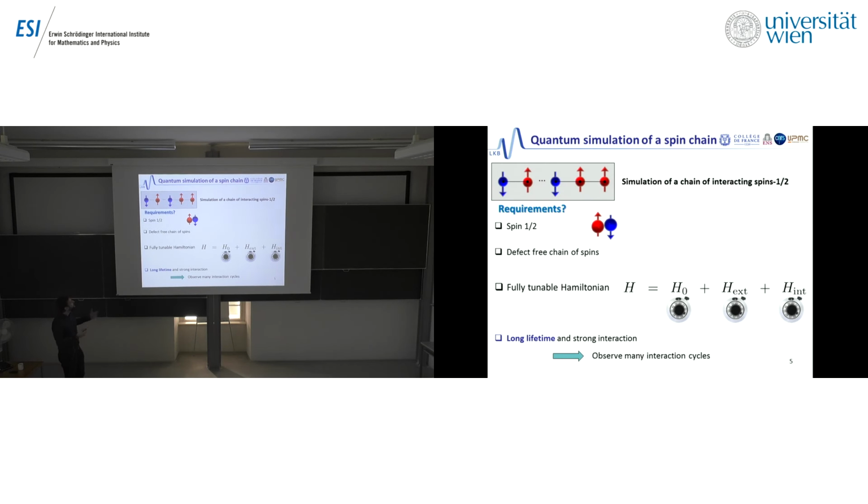So then what are the basic requirements and ingredients that you need to build a quantum simulator for such an interacting spin chain? Well, you need to have a way to encode a spin 1/2. And you need to be able to build a defect-free chain of such spin 1/2. And ideally, you need to be able to produce a Hamiltonian that governs the properties of your system, where all the important coefficients are experimentally accessible. So this is what you cannot do with condensed matter systems, and that's where quantum simulation becomes very powerful. And there, I added this requirement, which is that if you want to observe dynamics over many, many cycles of interaction, what you need is a system where the two levels have a very long lifetime and where you can also engineer strong interactions.